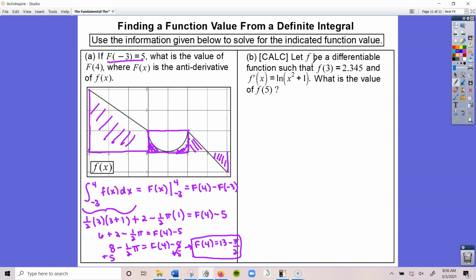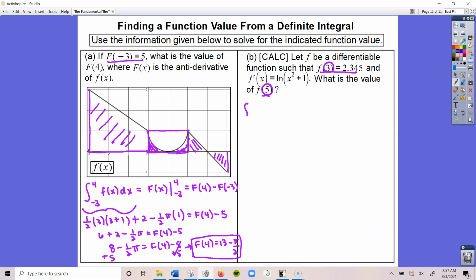So now here, this is a calculator question, and we'll get to that in a moment. It says, let f be a differentiable function such that f of 3 is equal to 2.345 and f prime is equal to the ln of x squared plus 1. What is the value of f of 5? So I'm given f of 3 and I want f of 5. So these numbers here are the limits of my integration.